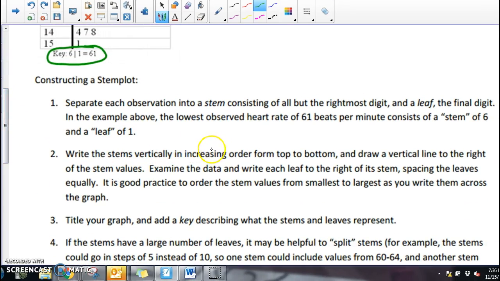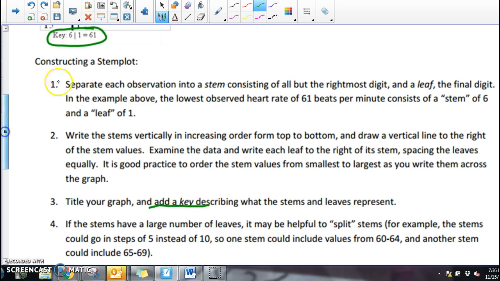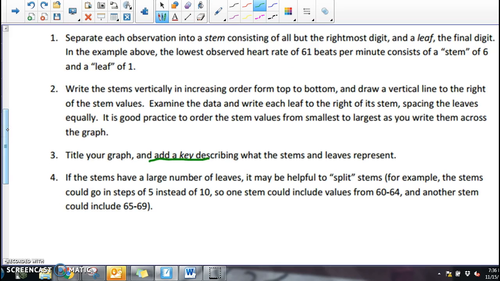It says write the stem vertically and increase the order from top to bottom. So they do need to be in order. And draw a vertical line to the right. Examine the data and write each leaf to the right of its stem, spacing the leaves equally. And you don't use commas between them. You just space them equally. Make sure you title your graph and add a key. You must have a key. That way somebody can see that 6/1 is 61 and not 6.1 or 610.